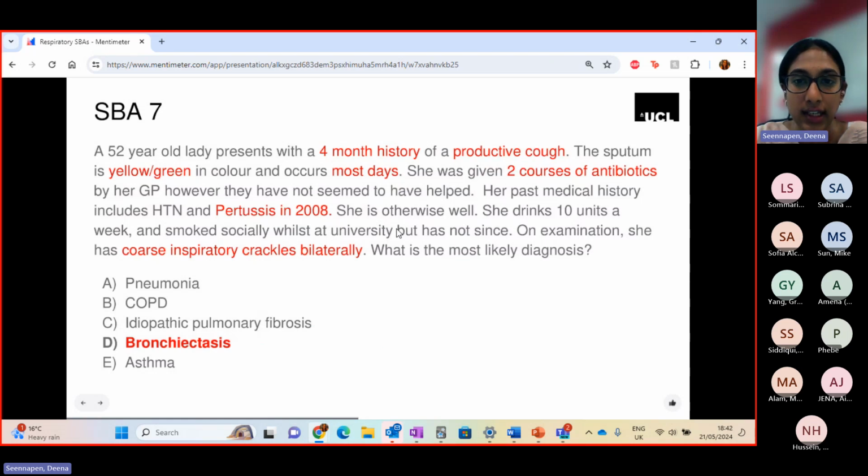So this classic long-standing history of a productive cough, and the 2 courses of antibiotics not seeming to help. So it's this consistent infection that doesn't seem to be going. It's quite classic of bronchiectasis. And then on top of that, she has this history of pertussis or whooping cough, which is a risk factor for developing bronchiectasis and causing that dilated airway in the first place. Then the coarse respiratory crackles bilaterally as well are a classic examination finding for bronchiectasis.